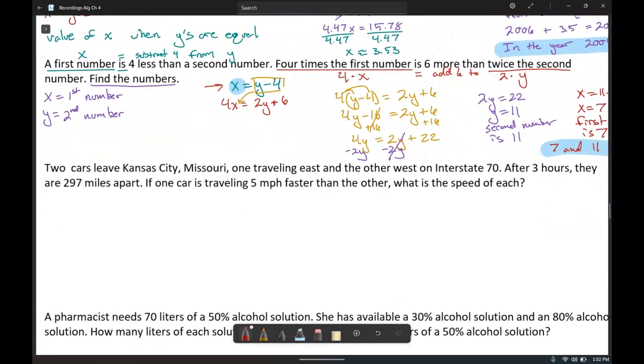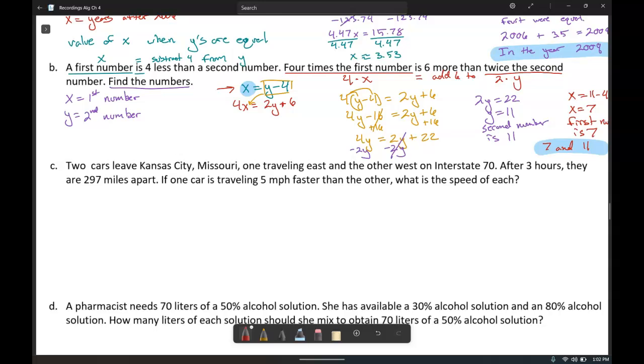Next problem here. Go ahead and take a minute to read through it. And again, think about what it is you're solving for and what each variable is going to represent. Feel free to pause if you need more time. So here what we have is 2 cars leaving Kansas City. And we're trying to find the speed of each car.